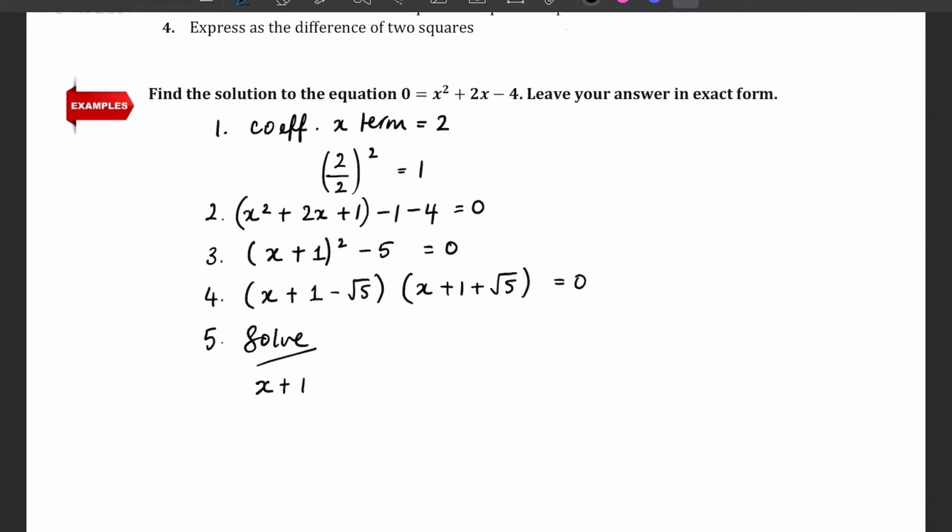So I'm going to do x plus 1 minus the square root of 5 equal to 0. So that will be x is equal to root 5 minus 1. And my second solution, which is x plus 1 plus square root of 5 equals 0. Solving that for x, I'm going to have negative root 5 minus 1. And my 2 solutions for the equation x squared plus 2x minus 4 equals 0 are when x is equal to root 5 minus 1, and when x is equal to negative root 5 minus 1. And what we've done here is we've used the technique of completing the square to help us solve our quadratic equation.